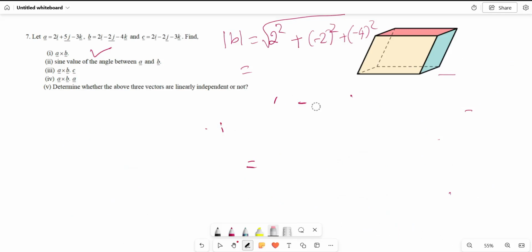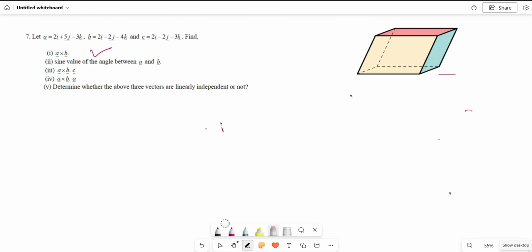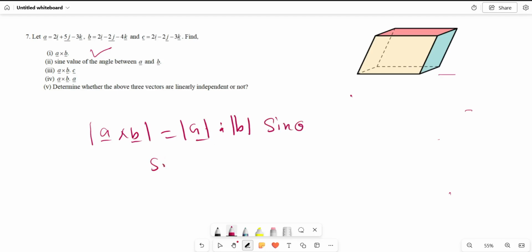Okay. Anyway, the method was for taking the angle. A cross B equals mod of A mod of B sine theta, and you can take sine theta as A cross B divided by mod of A into mod of B, and you divide by that earlier value, right?